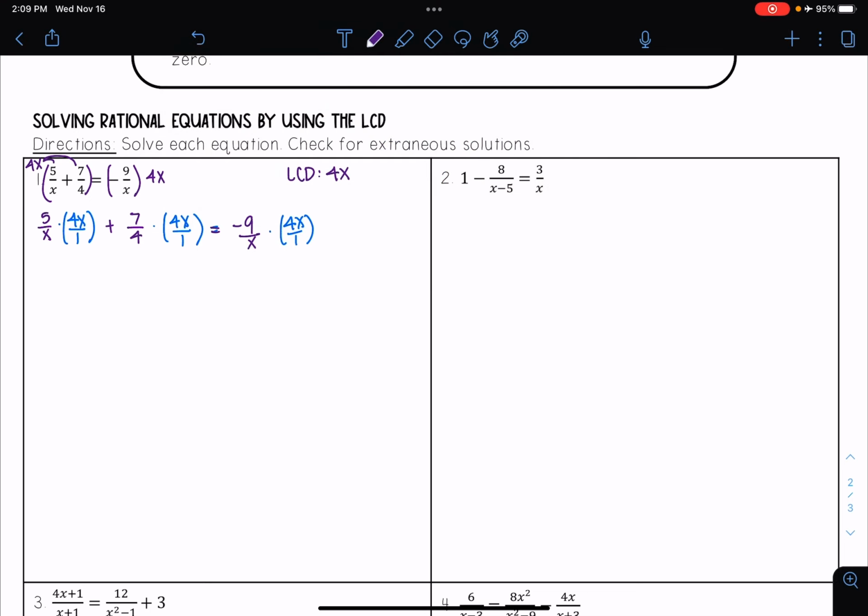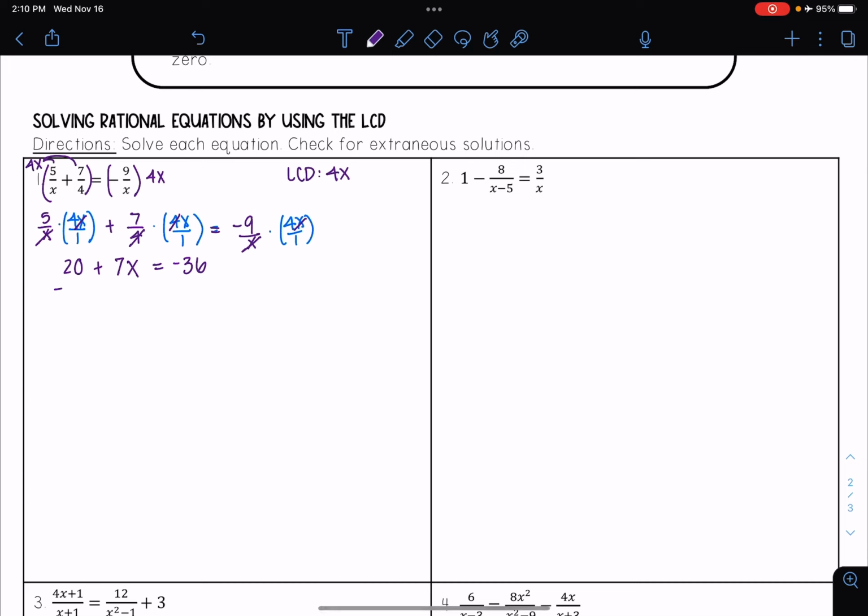And I see something neat happens. All of my denominators cancel. When I do 5 over x times 4x, I see my x's cancel, and I just have 5 times 4, which is 20. When I do 7/4 times 4x, I see my 4's cancel, and I just have 7 times x. And for the right-hand side, my x's cancel, and I just have negative 9 times 4, which is negative 36. Now I have a much easier equation to solve.